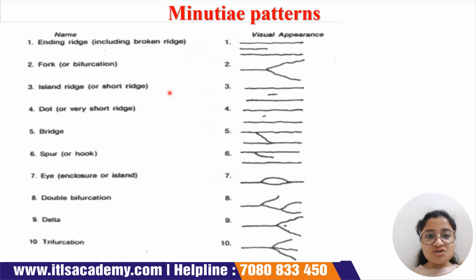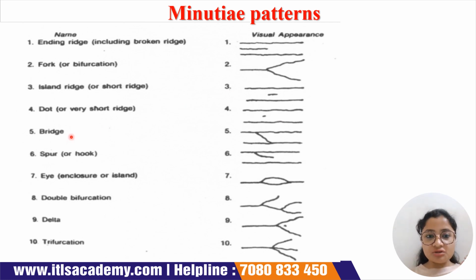Then we have island ridge, or it's also known as a short ridge. So see, this is a kind of island ridge, isn't it? In between there's nothing, only a piece of ridge is left. So that is why it's named as the island ridge. Then we have dot. Dot means very short ridge. So as you can see over here, very short. Okay, almost not visible. So that's why it's named as a dot ridge.